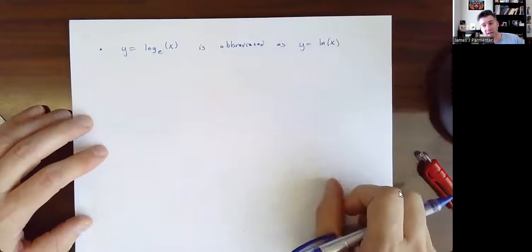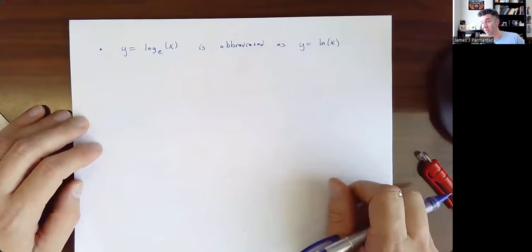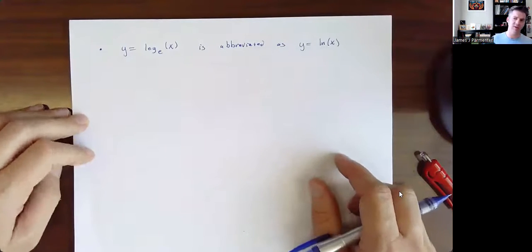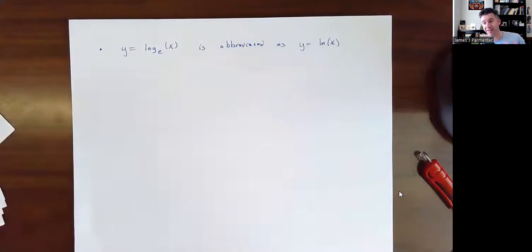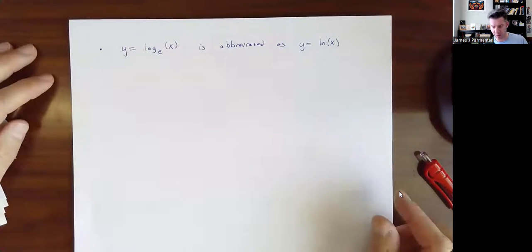I don't say ln of x because I used to have my office right next to a woman named Ellen, and I would say ln of x, and she'd be like, hey, James, what are you talking about? So I like to say natural log. You can say ln or natural log either way. Ln, no, that's terrible.